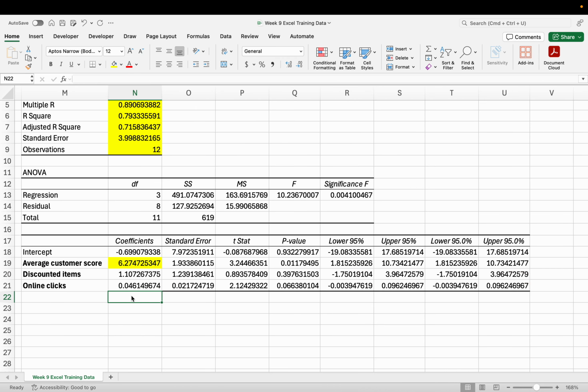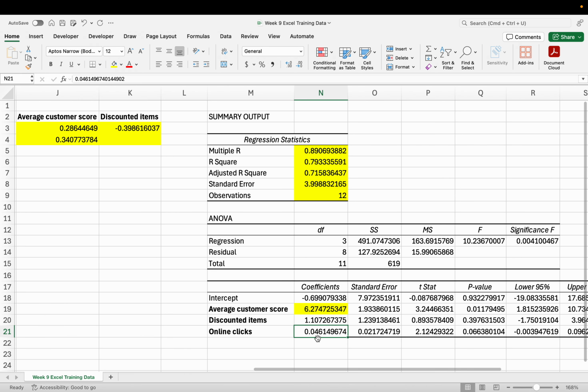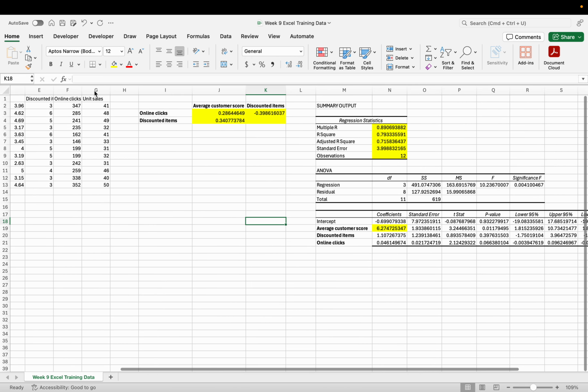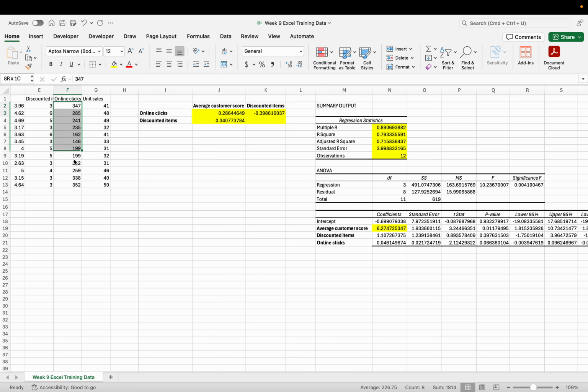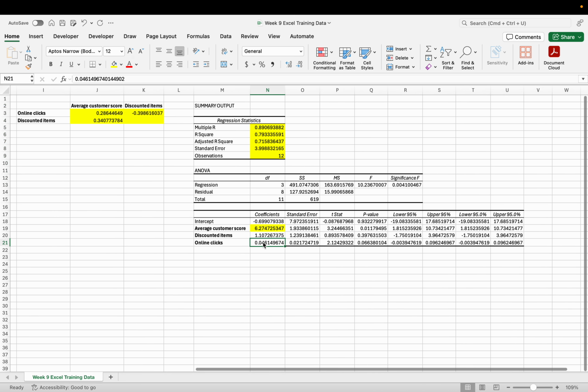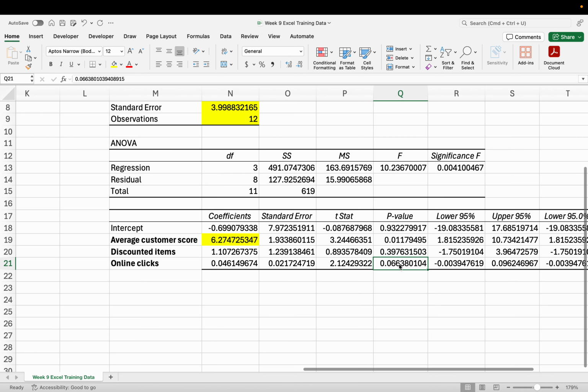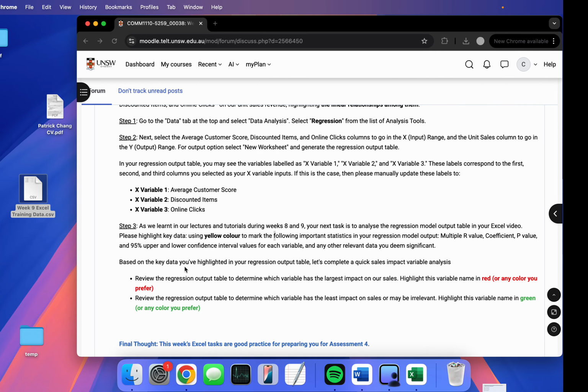And online clicks is a very small coefficient, which means that if online clicks increase by 1, we're going to have on average a 0.04% increase in unit sales. But you also have to remember that online clicks are quite high. So I think this variable is also very important, and it has a relatively high p-value above 0.05, but it shouldn't be disregarded.